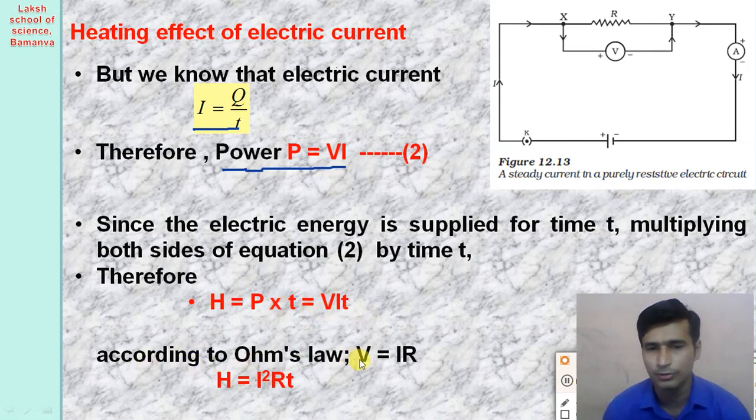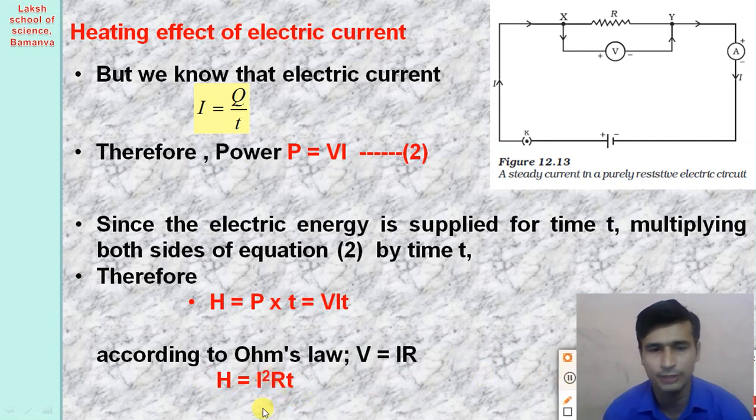According to Ohm's law, we know that V is equal to I into R. So instead of V, we place I into R, and we get the equation H is equal to I into R into I into t. So heat energy H is equal to I square R t.